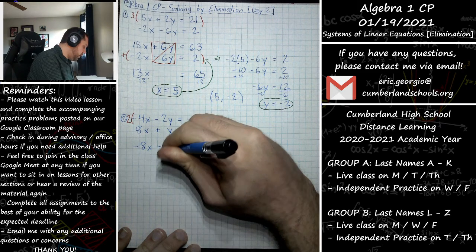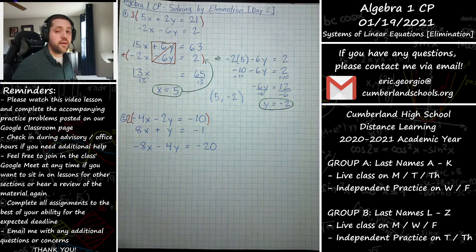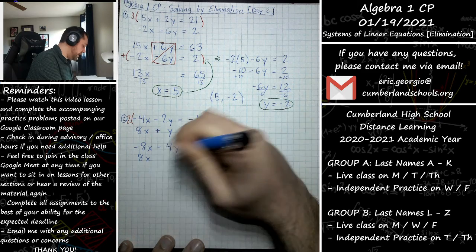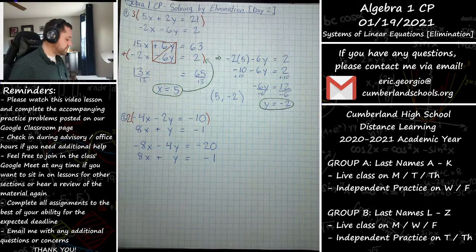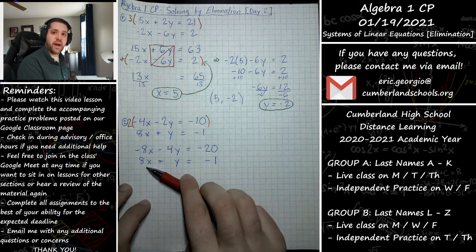All right, so if I multiply the top by 2, if I double it, we'll get negative 8x minus 4y is equal to negative 20. Notice how everything doubled there, right? And over here, I would get positive 8x, just staying the same, plus y is equal to negative 1. Now that we see those coefficients matching up, right? We see the negative 8 and the positive 8.